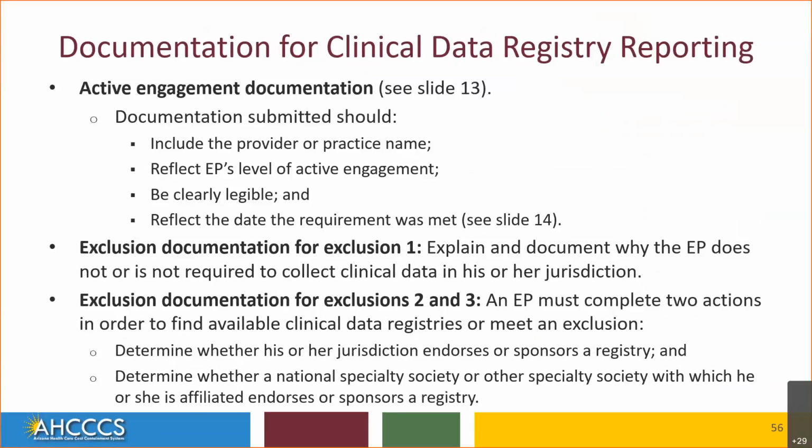Documentation for clinical data registry reporting. For the active engagement documentation, it should include those 4 things. Provider or practice name, it should reflect the EP's level of active engagement. It should be clearly legible, and it should reflect the date the requirement was met. And keep in mind that the date the requirement was met changes depending on if it's active engagement option 1, which is registration, if it's 2, which is testing and validation, or if it's active engagement 3, which is production.